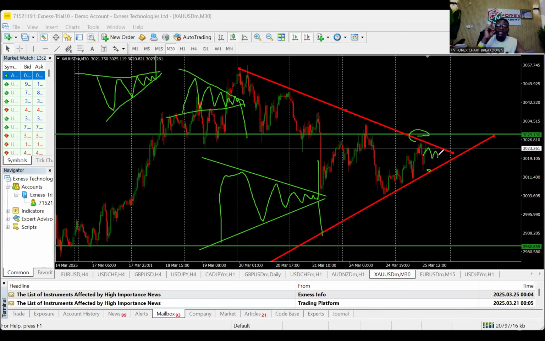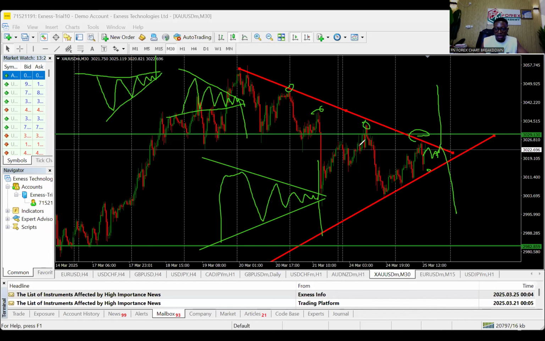Now, when that volatility gets in, the possibility of the market breaking any of these levels is high. That is our target, right? So we want to wait for the market to break out of this triangle. Now, it might break to the downside. It might break to the upside, right? If it breaks to the upside, then we are looking at the market taking out this previous high, or this previous high.